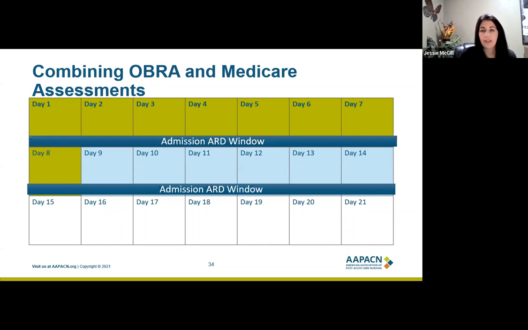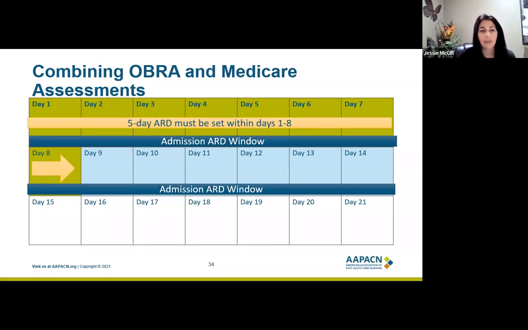So one of the assessment combinations that we frequently have is the admission with the 5-day assessment. So here I have the admission ARD window, which is day 1 through 14. And then I overlapped it with the 5-day ARD window. And as you can see, the days in green are the only days that overlap for both assessment types. So whenever we're combining two assessment types, we have to meet the criteria of both assessments. And if we don't meet the criteria of both assessments, we cannot schedule those together.